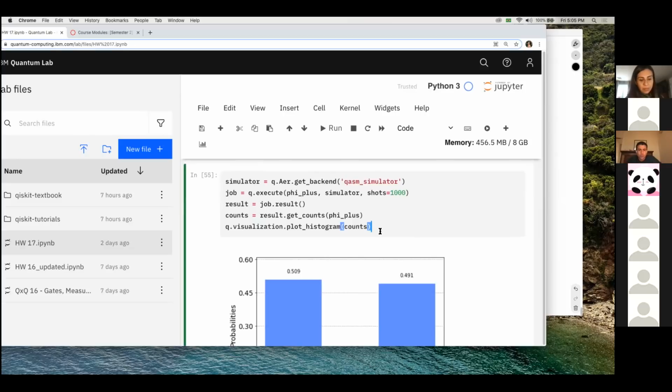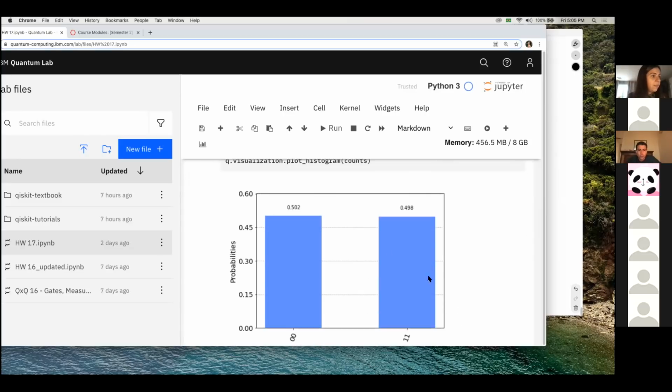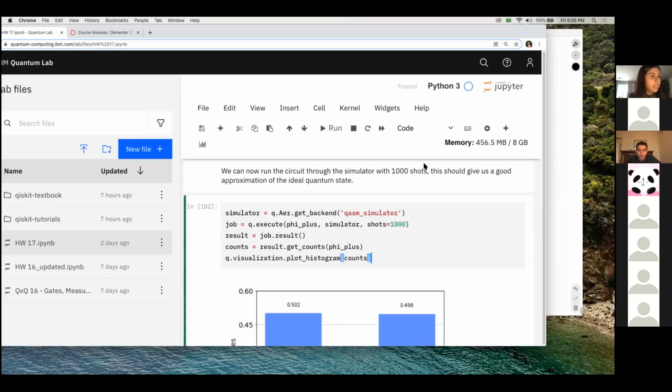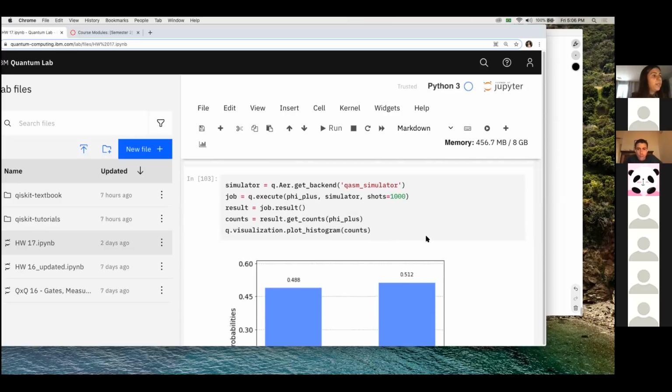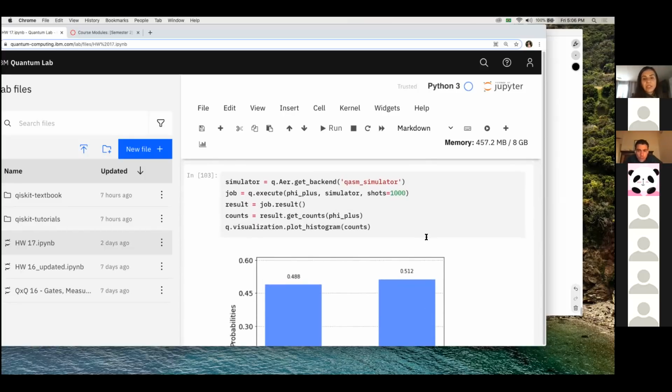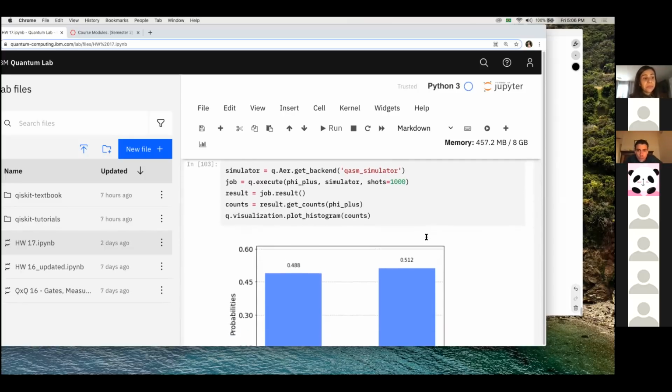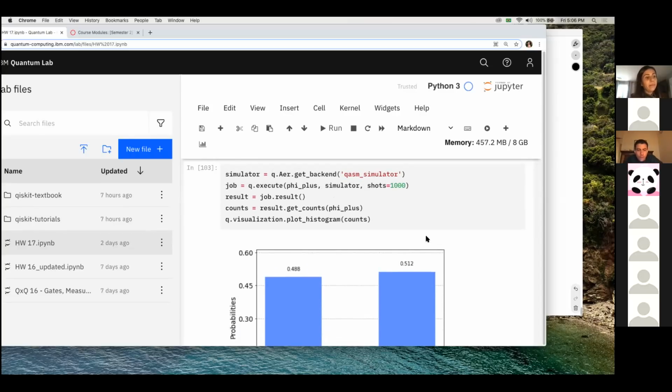Now, if you see, whenever I do shift enter, I'm gonna have a slightly different result here, close enough to 0.5, because it's a simulation of what a real quantum computer does. It's not a black and white result anymore as the state vector gives. It's doing a simulation of what a real quantum computer does.